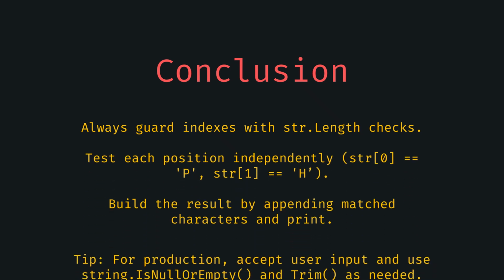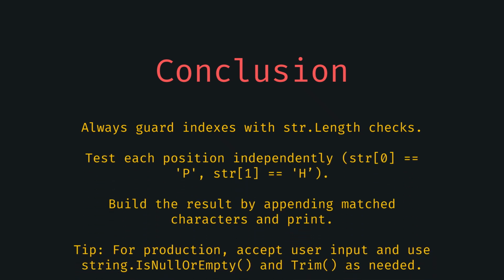This is a compact and robust pattern for extracting fixed position characters when you expect specific markers. The key takeaways are boundary checks, independent conditions, and clear output rules.